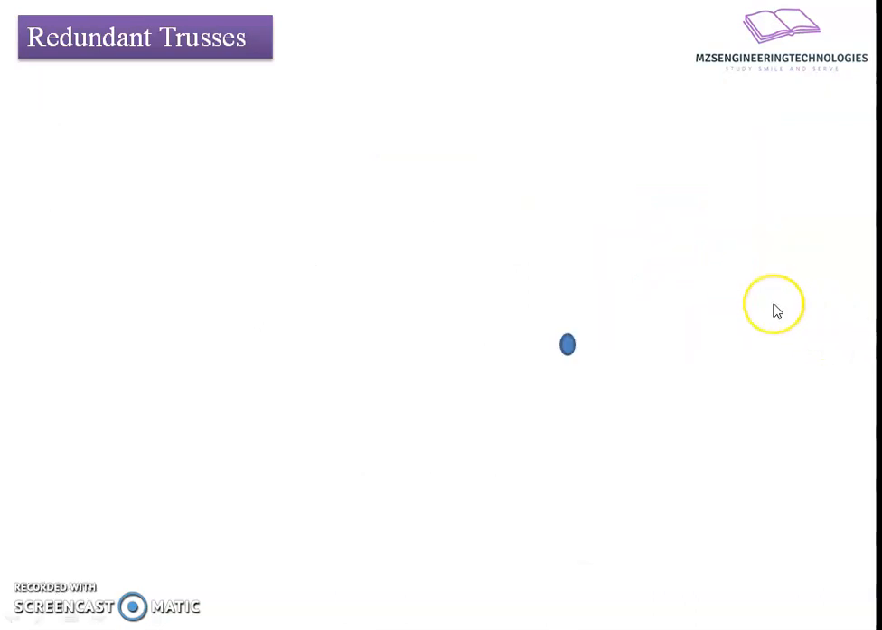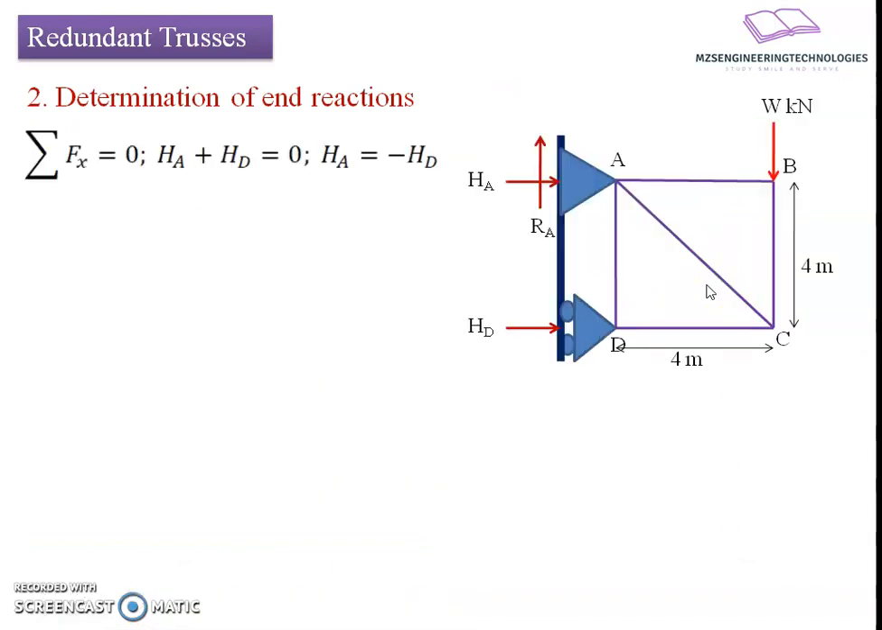Once we have the statically determinate case, we are going to find the end reactions. For that, we will apply the static equilibrium equations to the whole geometry. From equilibrium of horizontal forces, we get the relation HA plus HD equals 0. HA is going towards the right, HD is going towards the right, equals 0. There is no external force applied in the horizontal direction, that's why it comes to 0, which says that HA equals HD, equal in magnitude but opposite in nature. That's why we can say the direction of HA should be changed.